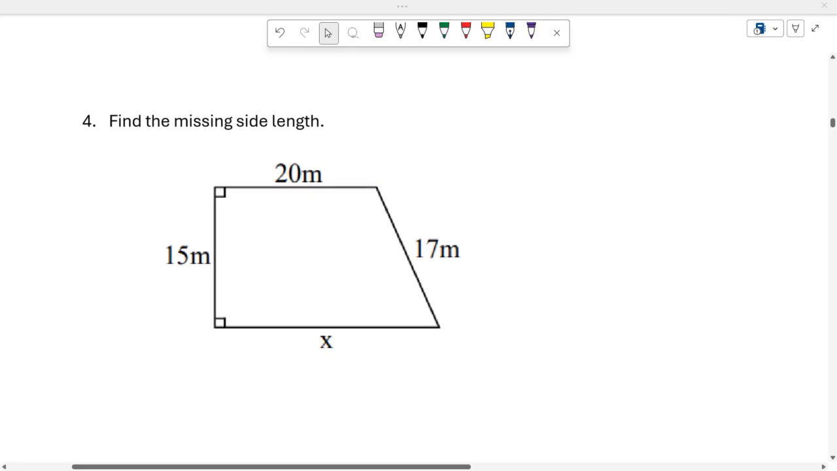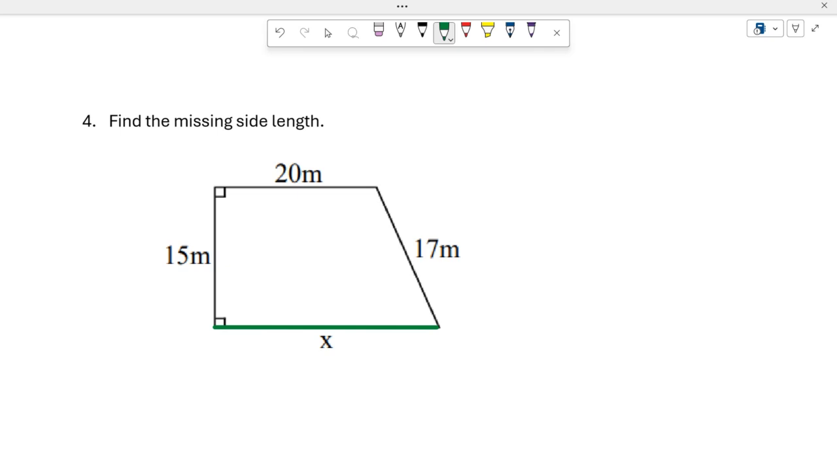Number 4. All right. 4 is a little tricky. 4 is probably the trickiest question in this homework assignment. So if you got tripped up by 4, don't feel bad. Because it does require seeing the trick here to unlock the problem. Now, this says find the missing side length, and that's x. And that is referring to this entire thing, right? That is x.